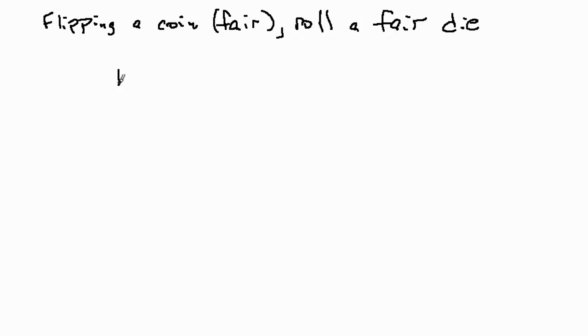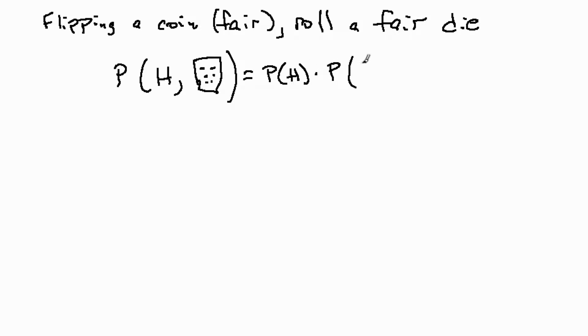And we ask, what is the probability of a head and a 6? Well, we recognize that these are completely independent events, and that should be the probability of a head times the probability of a 6, which would be 1/2 times 1/6, is equal to 1/12.